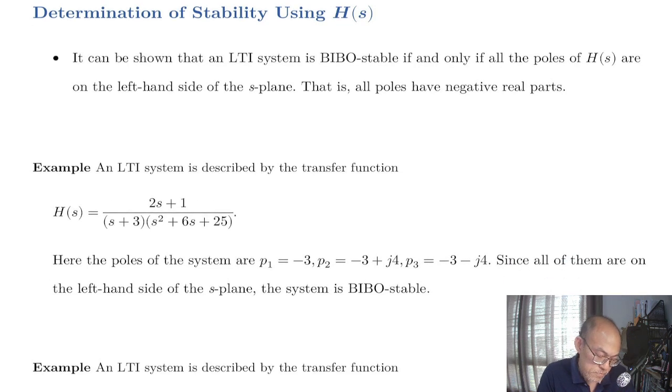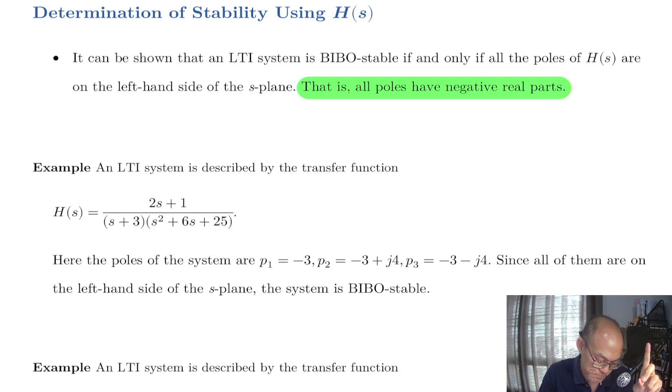Now, the detail is that for the system to be stable, all the poles would have to be on the left-hand side of the complex plane. That is, all the poles would have to have negative real parts. This is the condition for an LTI system to be stable. Look at the poles. Just look at the poles.